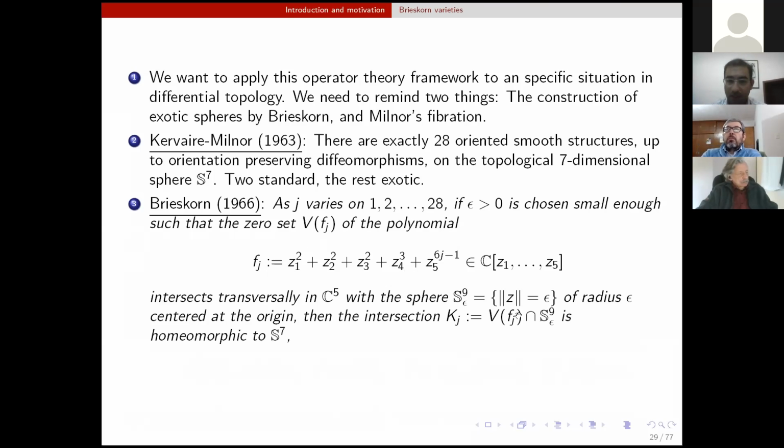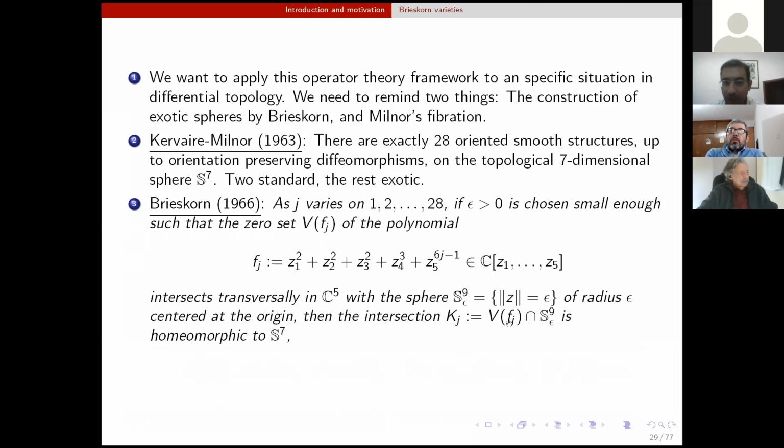So what do you get? This is your intersection. I am going to denote it by K_j, or some people denote it by L_j. This is called the Milnor link. So the intersection of this variety with a sufficiently small sphere around the origin.